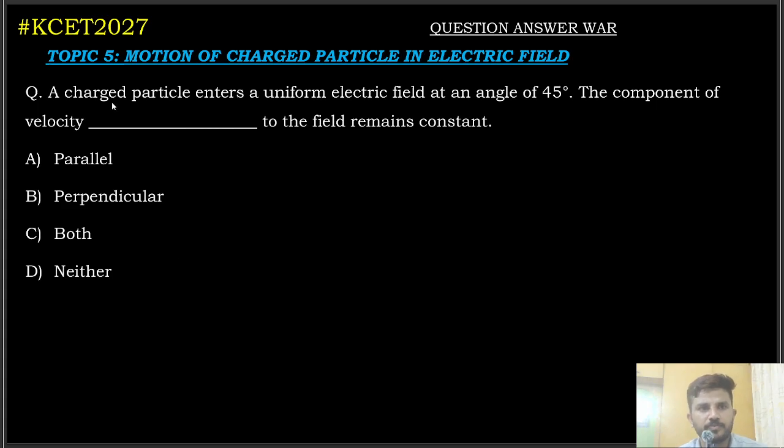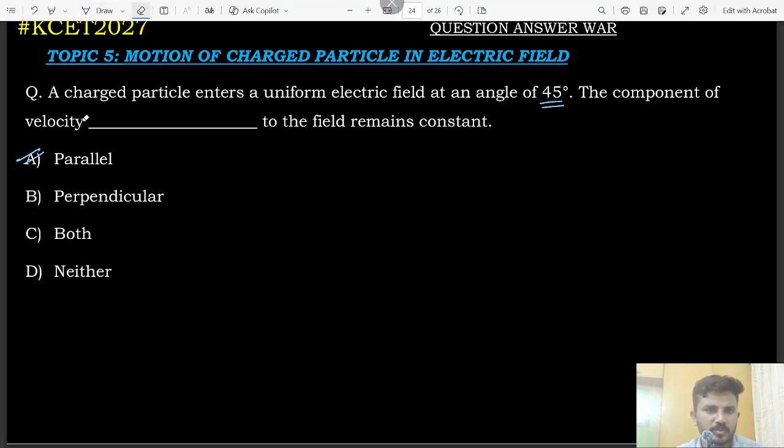Next we have a charged particle that enters the uniform electric field at an angle of 45 degrees. The component of velocity parallel to the field remains constant, always the parallel component. If I consider, just a minute, I need to study this.